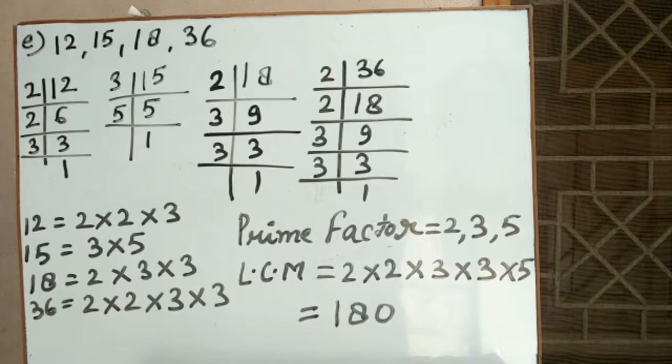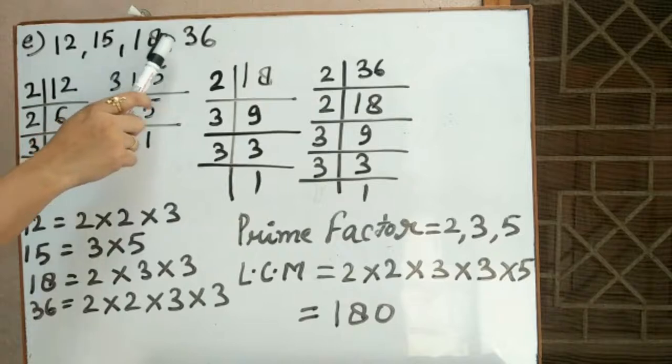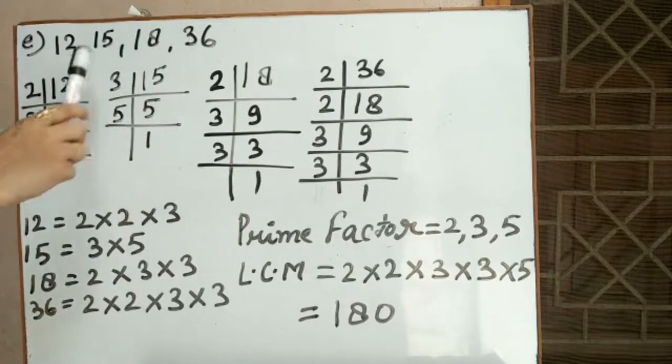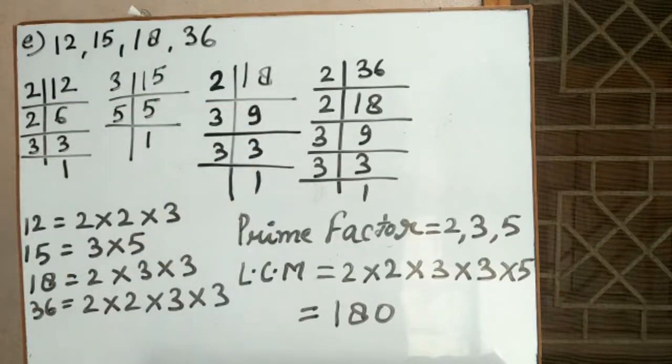Next, E. Numbers are 12, 15, 18 and 36. In this way, we will find out factors of each number. Now, factor of 12 is equal to 2 into 2 into 3. Factor of 15 is equal to 3 into 5. Similarly, 18 is equal to 2 into 3 into 3. And factor of 36 is equal to 2 into 2 into 3 into 3.